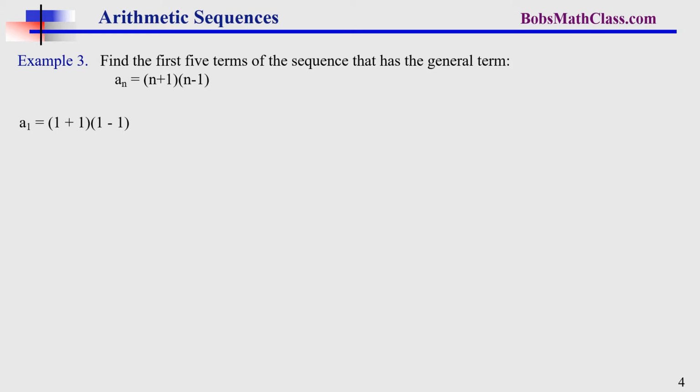So here's our first term. A1 equals 1 plus 1 times 1 minus 1. And that gives us 0. Now for A2, we plug in a 2 everywhere we see an n. So 2 plus 1 times 2 minus 1. And that gives us 3. Now for A3, 3 plus 1 times 3 minus 1.